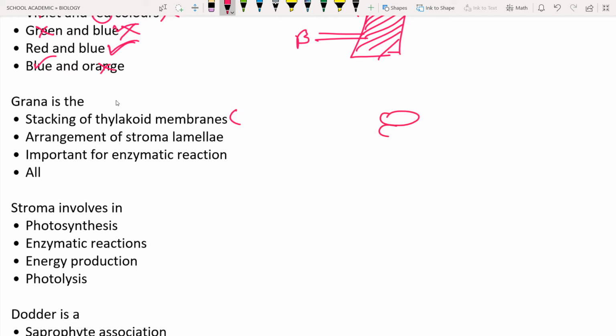So what is stroma lamellae? Let us consider this is a grana. So two grana are present. The grana are connected by the stroma lamellae, interconnections. So this is also not correct. So important for enzymatic reactions. This is wrong answer. Why is this a wrong answer?